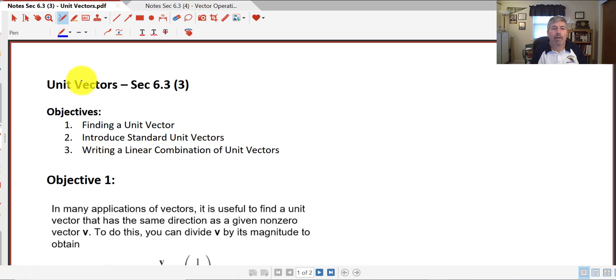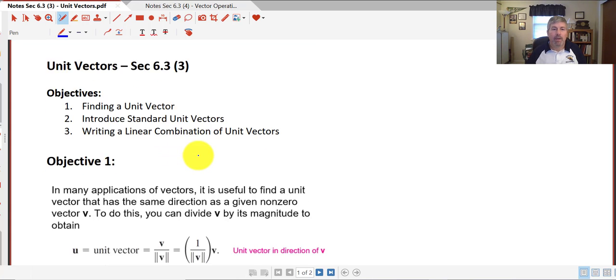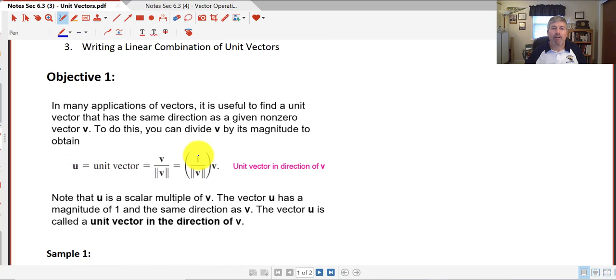Welcome back. The objectives of this video are to find a unit vector, to introduce standard unit vectors, and then write a linear combination of unit vectors. In many applications of vectors, it's useful to find a unit vector that has the same direction as a given non-zero vector v. To do this, you can divide your vector v by its magnitude to obtain your unit vector.